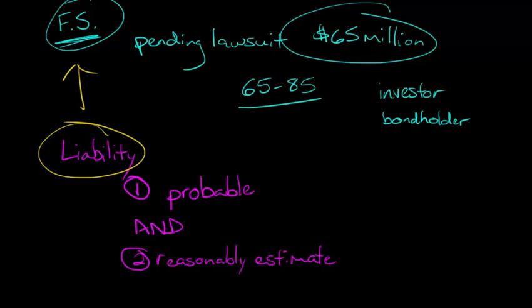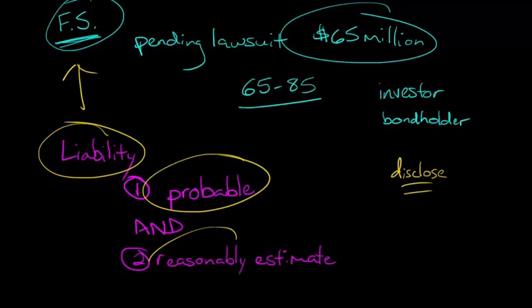Now, if maybe just one of these things is true, but not the other, in that case, you would probably just disclose it in the notes of the financial statements. You might say, okay, it's probable that we're going to lose this lawsuit, but we can't estimate the damages. We have no idea. In that case, you would just disclose. But when it's probable and it's reasonably estimable, in that case, you would recognize a liability, which would be a contingent loss, and you would recognize that in the financial statements.